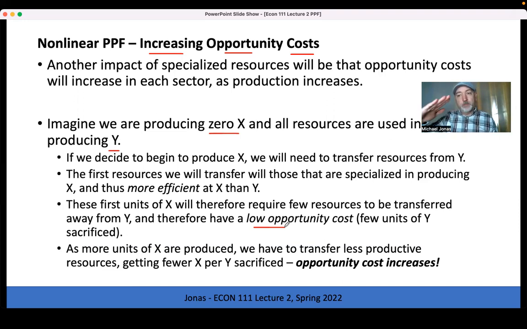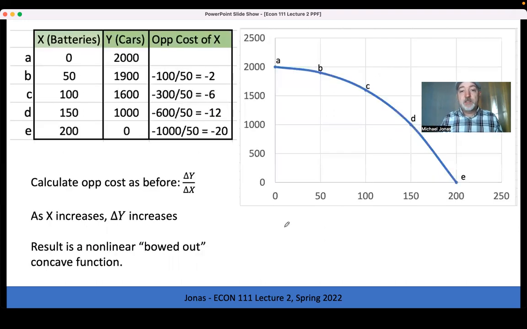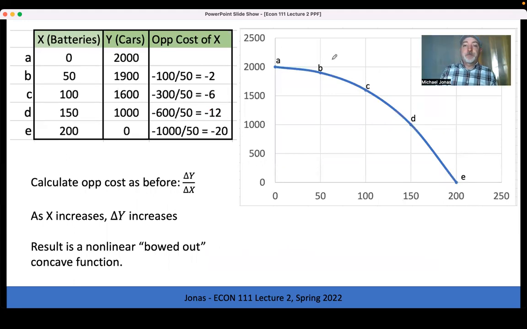So as that function starts to increase in its slope, it starts to get steeper and steeper. What we're going to see is this kind of classic concave or bowed out function that is the typical realistic PPF, right?